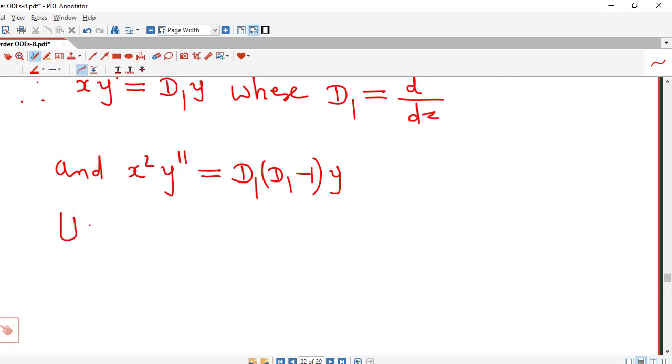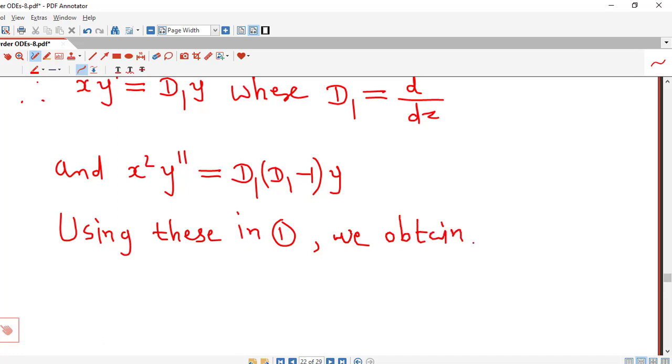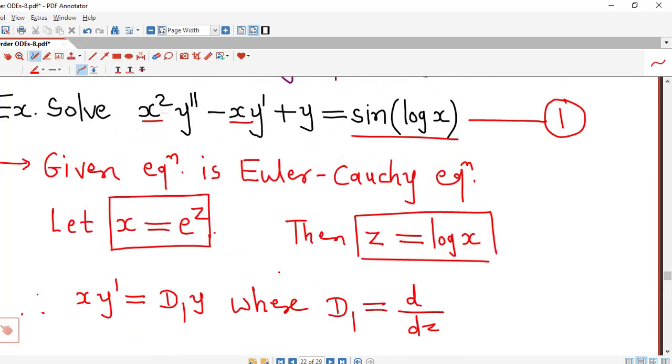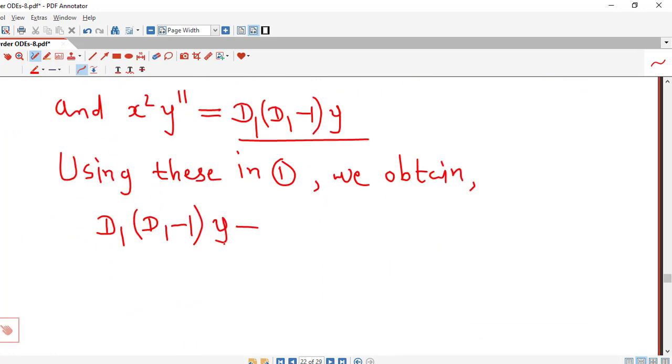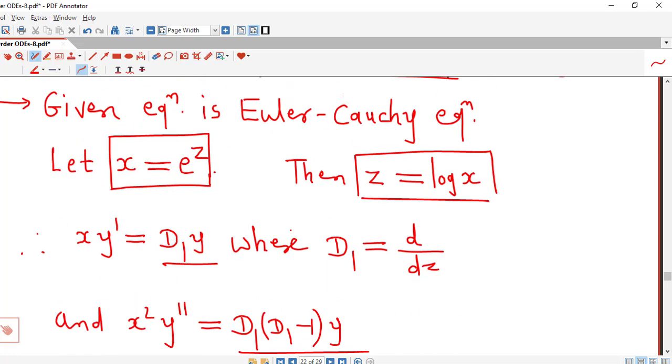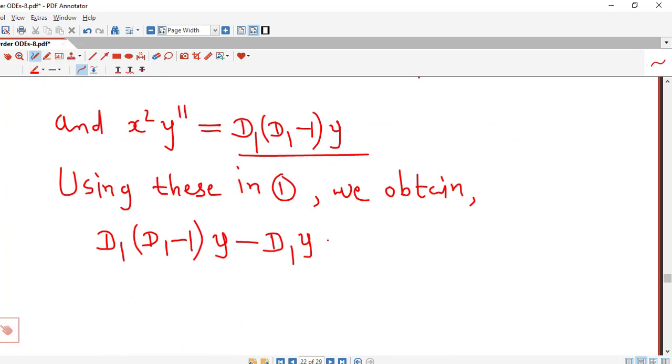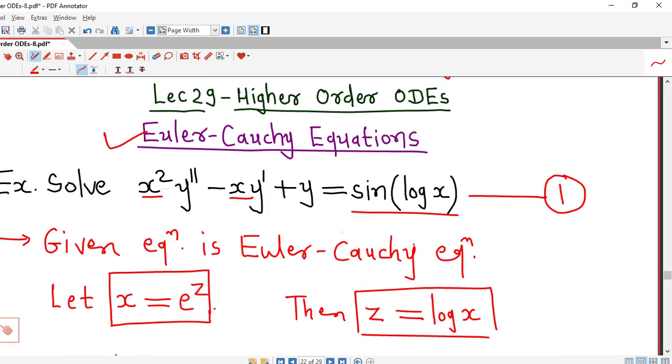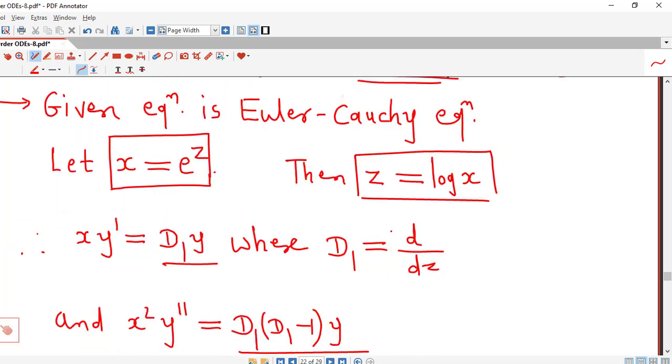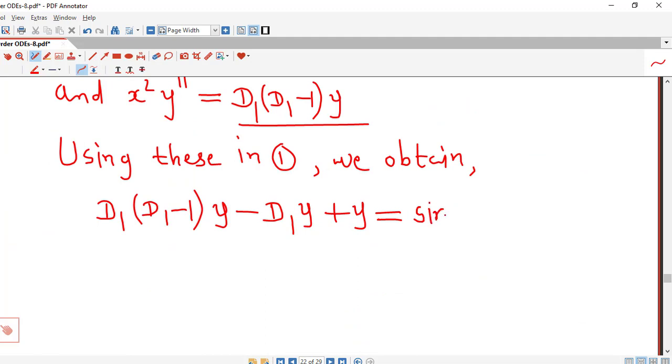So using all these things, equation 1 will be converted into a constant coefficient equation. So using these in 1 we obtain: the first term is x square into y double dash, which is replaced by D1 into D1 minus 1 y, minus x into y dash which is replaced by D1 y, and plus y. So we keep y as it is, and here we have a non-homogeneous equation, so we will replace log x by z. So we have sin z on the right hand side. Everything which is in terms of x is converted in terms of the new variable z. So this is going to be a differential equation in y and z.